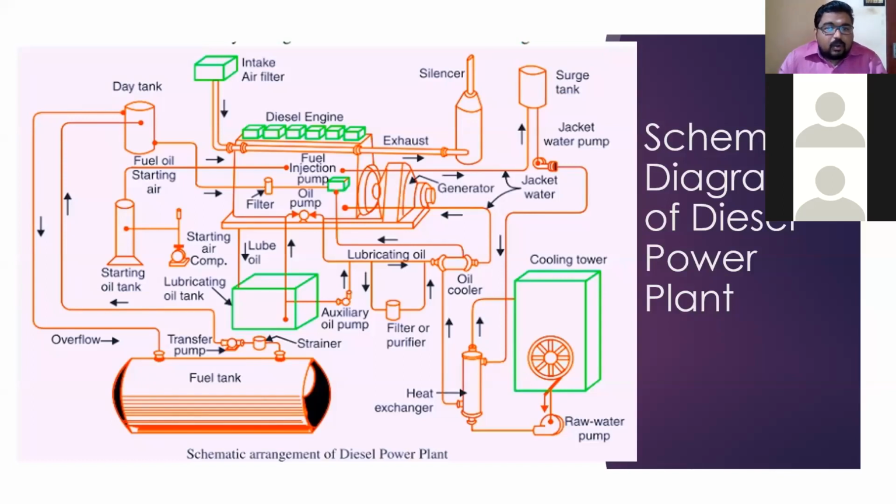The input required for a diesel engine: there are mainly two inputs for the working, required for smooth operation, and there will be mainly two outputs. The two inputs required for a diesel power plant are the first one, air, and the second one, the fuel itself.